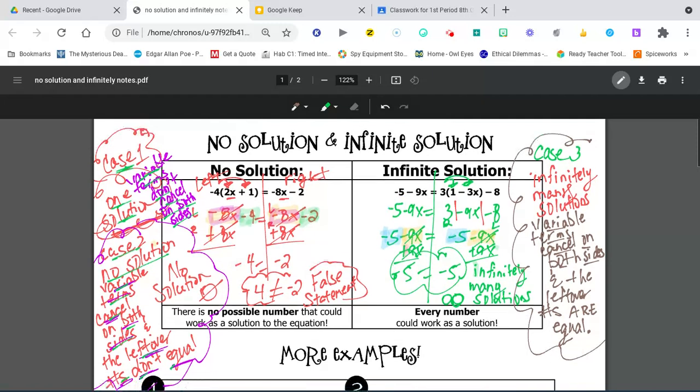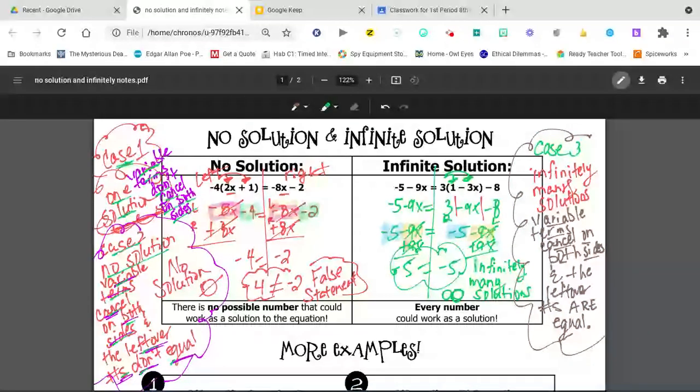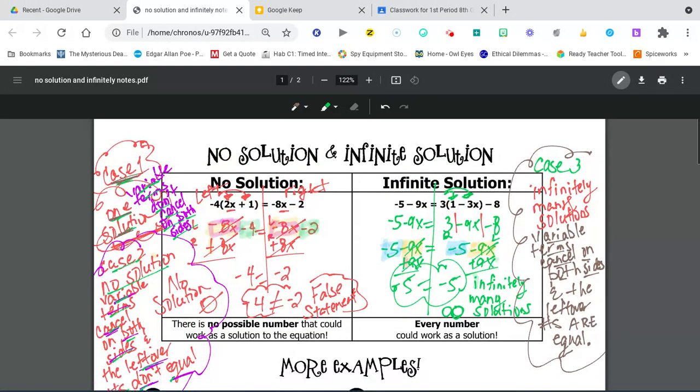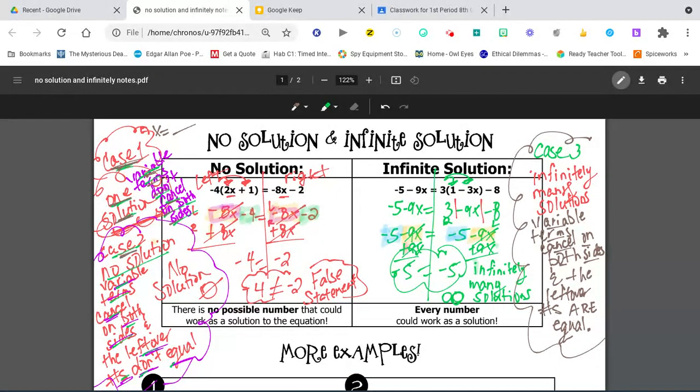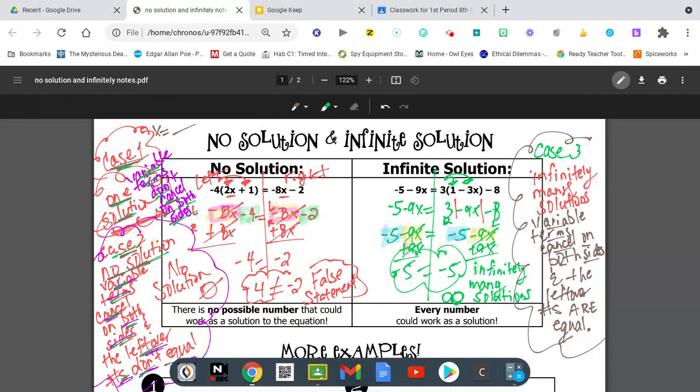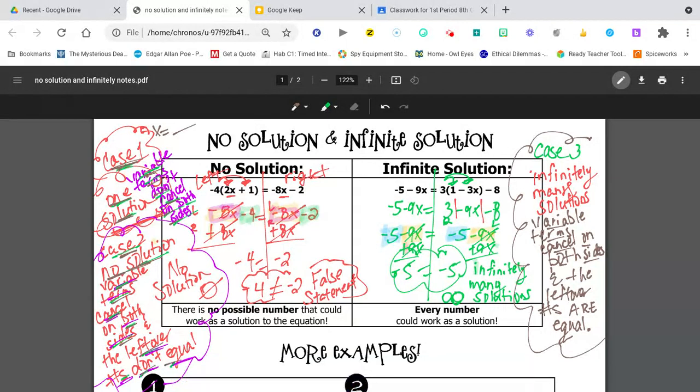So you have three cases. Case 1 is one solution. You just get one answer. Basically, you're going to end up with an x equal to something. Your variable terms do not cancel on both sides. Case 2 is no solution. Your variable terms cancel on both sides, and the leftover numbers don't equal. Case 3 is infinitely many solutions. Your variable terms cancel on both sides, and the leftover numbers are equal.